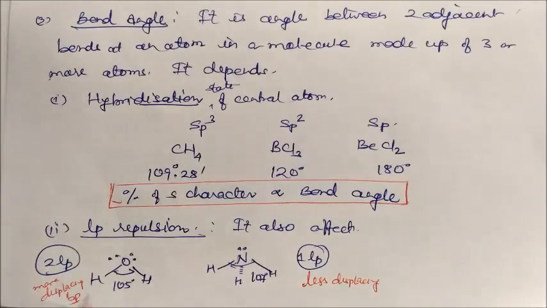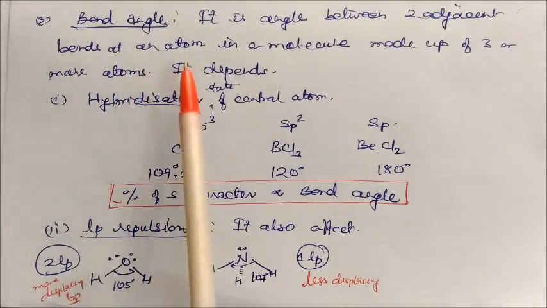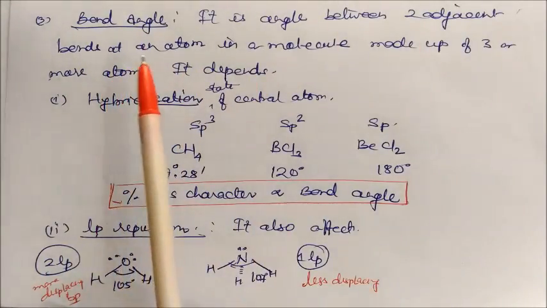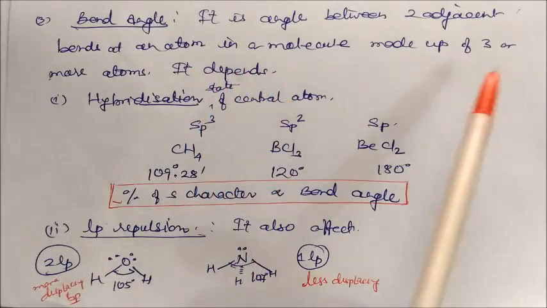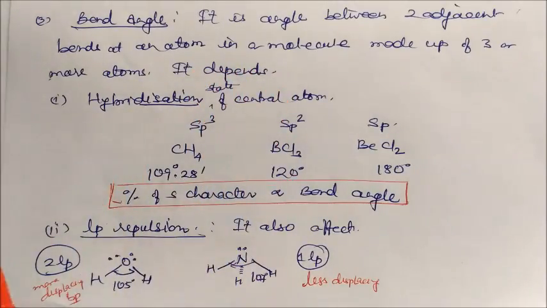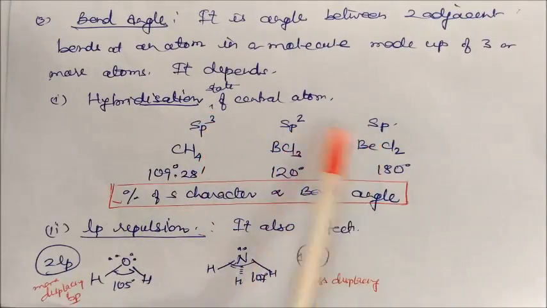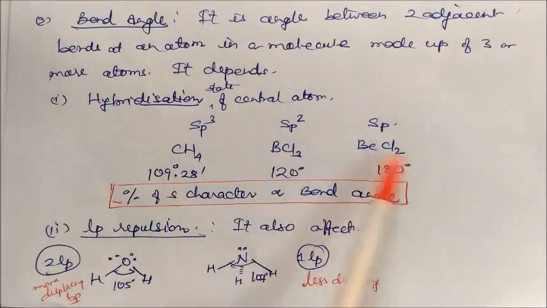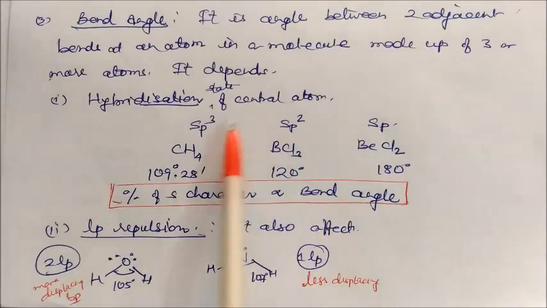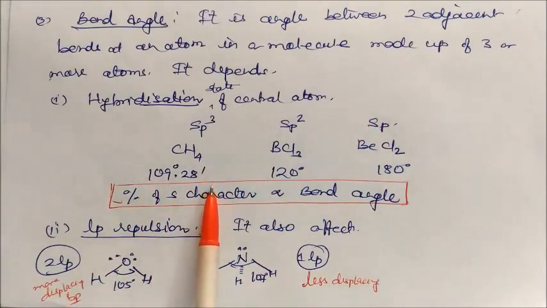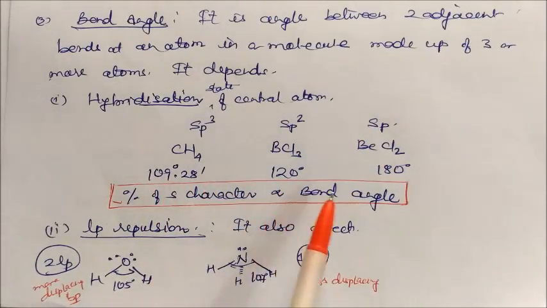Now we will see the next parameter, that is the bond angle. It is the angle between two adjacent bonds at an atom in a molecule made up of three or more atoms. It depends on factors like the hybridization state of the central atom and lone pair repulsions. Hybridization state of the central atom like sp3, sp2, sp. You can see the bond angle is increasing when the percentage s character is increasing. So percentage of s character is directly proportional to bond angle.